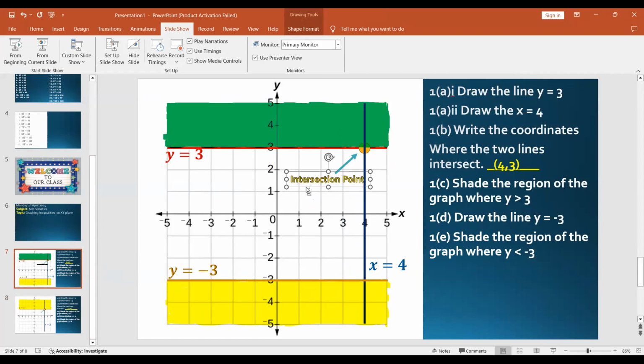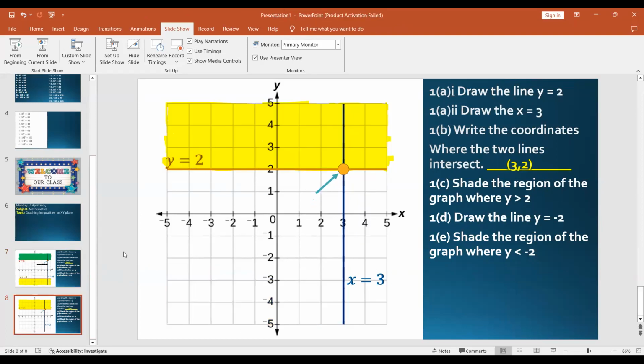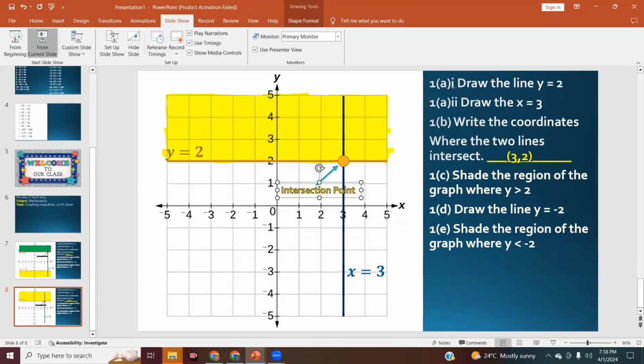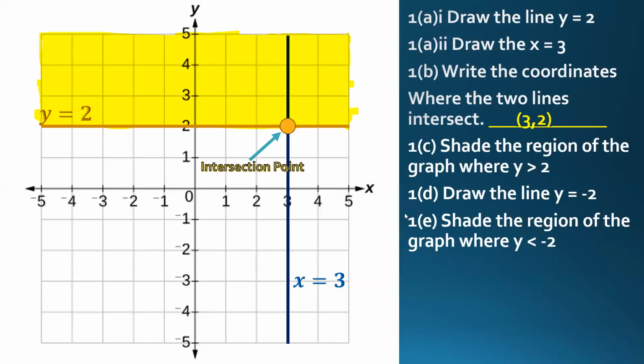This is called the intersection point. Okay, so the next part, it says draw in the line y equals negative 2.